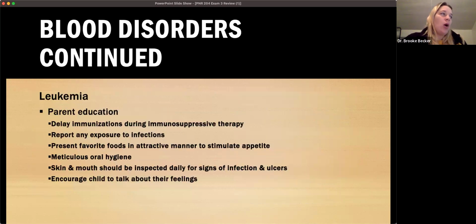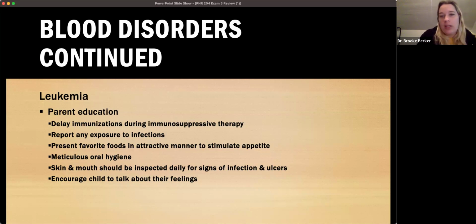Okay. Leukemia. So the parent education that's going to go along with leukemia is that they're going to be on immune suppression treatments. So we're going to delay their live vaccinations because they're not going to have a good immune response to that vaccine anyway. So they're not going to create a lot of good antibodies. And also because they are potentially at a very, very small chance risk of getting those live viruses if they receive those vaccines.